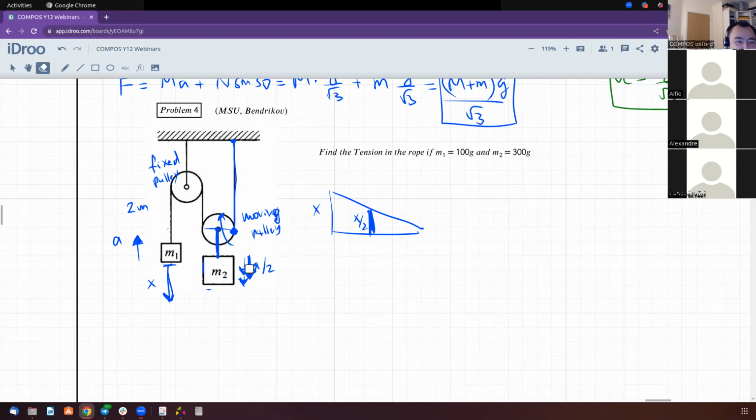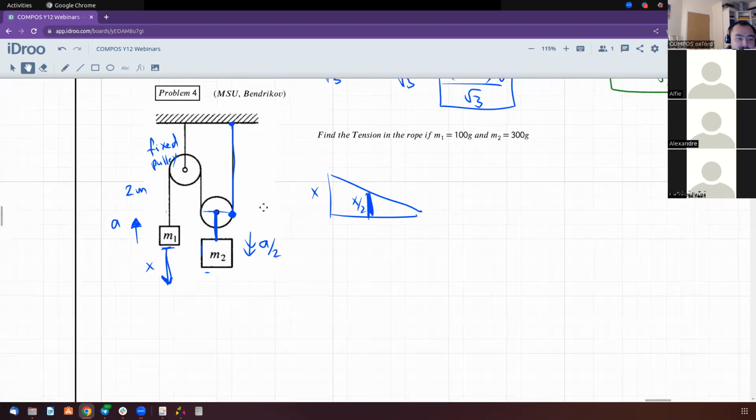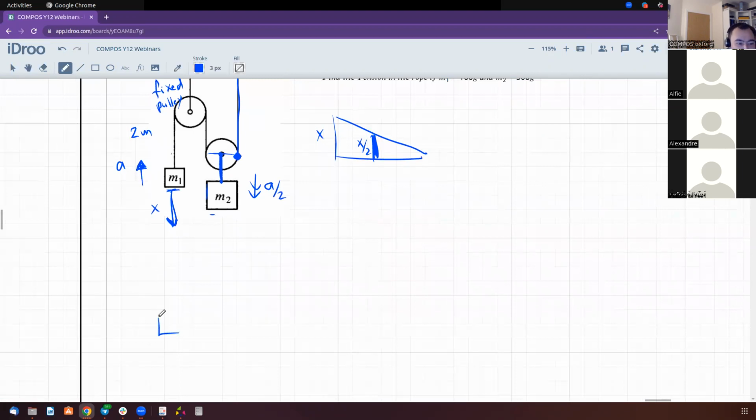But this is the hardest bit about this problem, figuring out the accelerations. As I said, it's called a kinematic constraint. So this pulley is accelerating down at a/2, and this pulley is accelerating up. Now all we need is Newton's second law. For M1, we have M1G, and we have tension, and it's accelerating up. That means M1A is equal to T minus M1G.